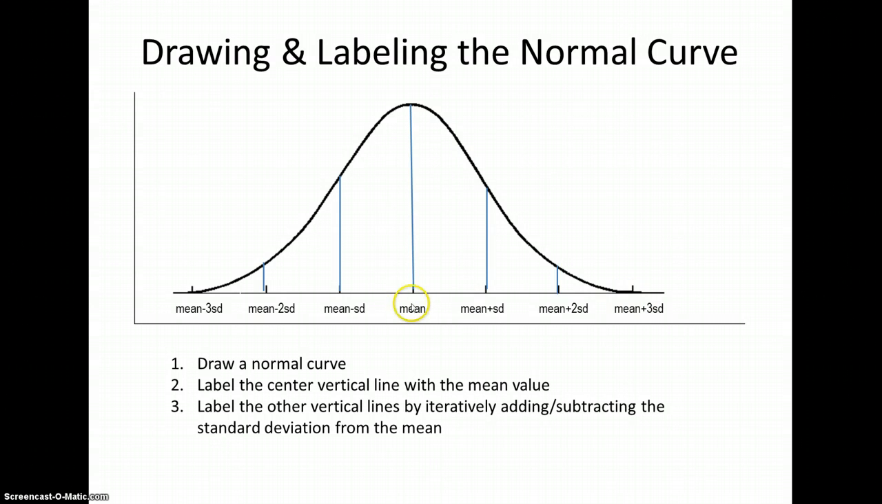That ends up being here. And then we label each of the other vertical lines by iteratively adding or subtracting the standard deviation. So this line becomes the mean plus a standard deviation, a mean plus 2 standard deviations, a mean plus 3 standard deviations, and opposite on the other side, the mean subtract 1 standard deviation, subtract 2, subtract 3. This labels the curve, and then you're ready to actually examine and analyze the data.